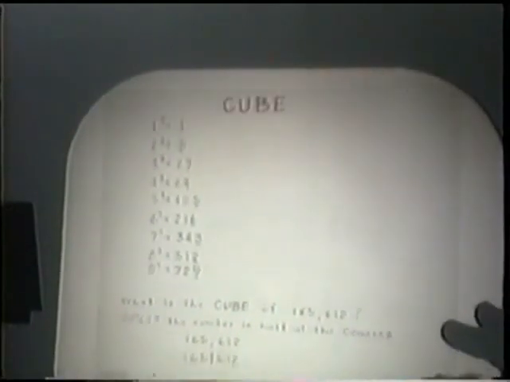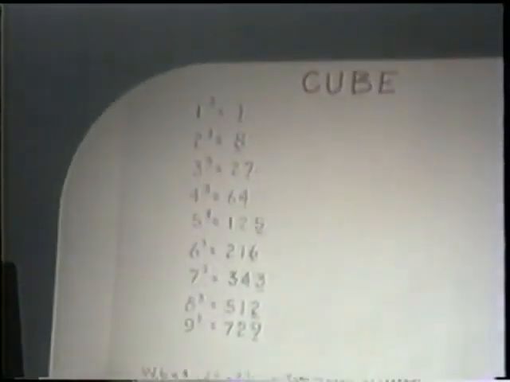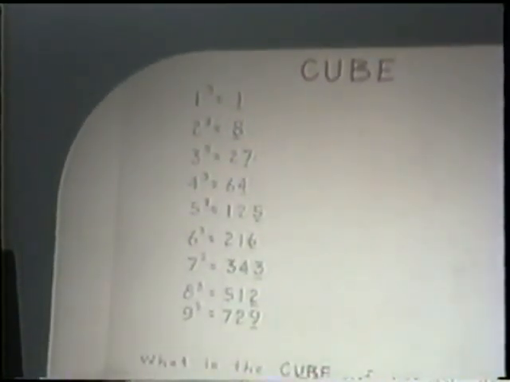Now then, we're going to cube. We're going to do cubes now. Okay? Let's look at this. Cube. That's a number times a number. 2 times 2 times 2 is called a cube. 2 times 2 is called a square. What is the square of 2? That's 2 times 2. What is the cube of 2? That's 2 times 2 times 2, or 2 cubed.